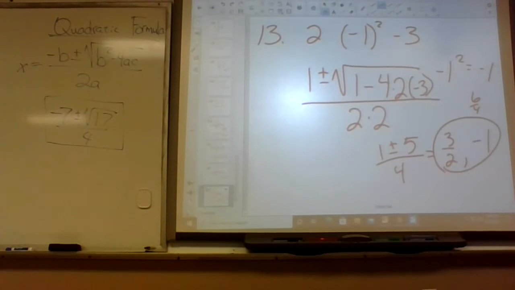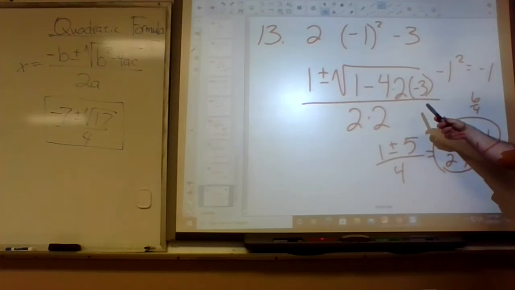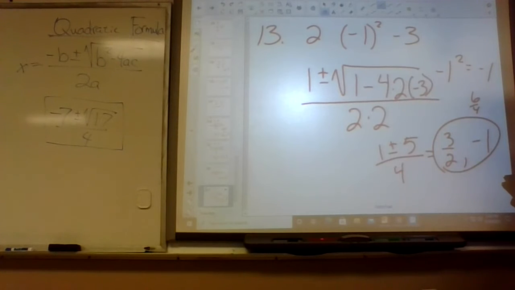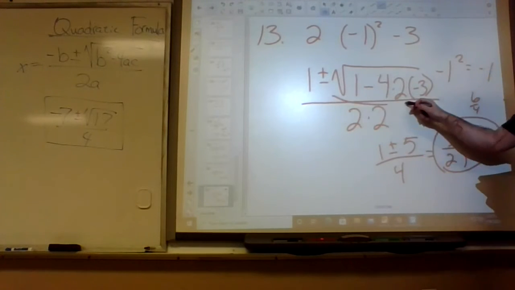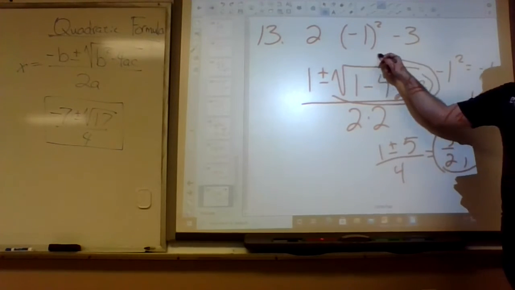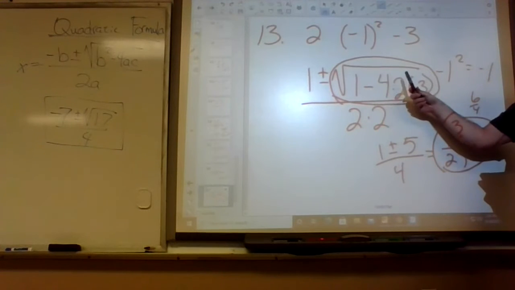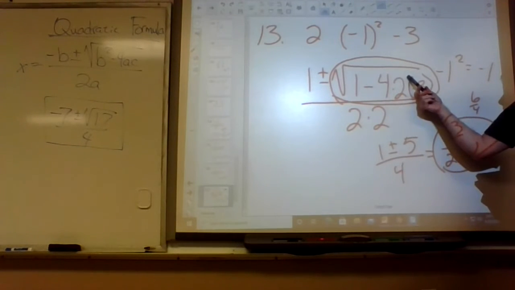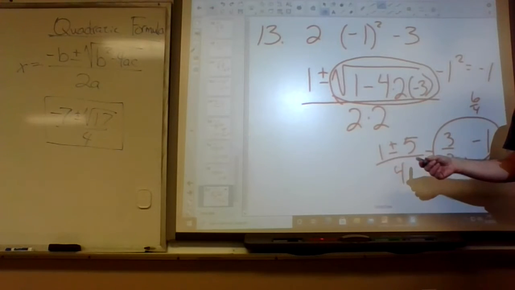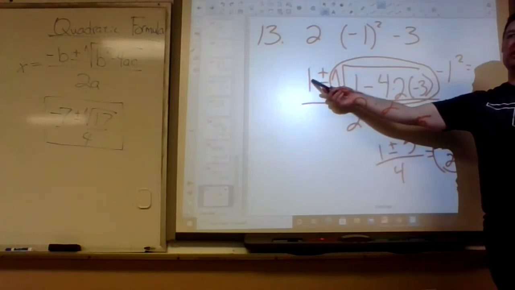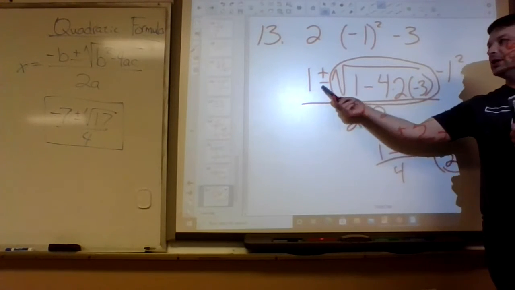So if you put that in your calculator, how would you do it? You can't do the plus or minus, so just do two different equations. My advice is do 1 plus 5 over 4, then 1 minus 5 over 4. I feel like that's the easiest. You could do it all at once, but you'd have to do it twice.